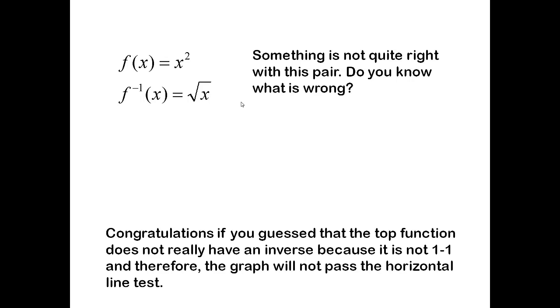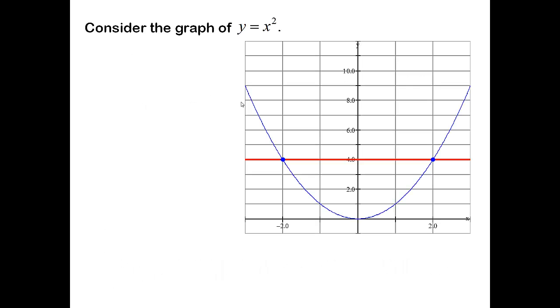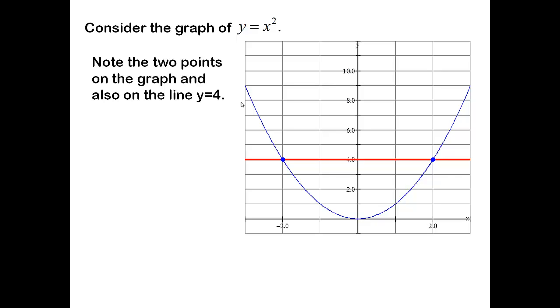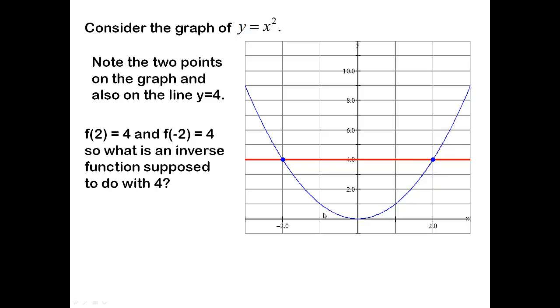What's wrong with it? Congratulations if you figured out that the top function, the x squared function, really doesn't have an inverse because it's not a one-to-one function. Every input isn't paired with exactly one output. Therefore, it doesn't pass the horizontal line test. If you take a look at it, it fails just about everywhere. Note the 2 points in the graph that are also on the line y equals 4, so f of 2 is equal to 4 and f of negative 2 equals 4.